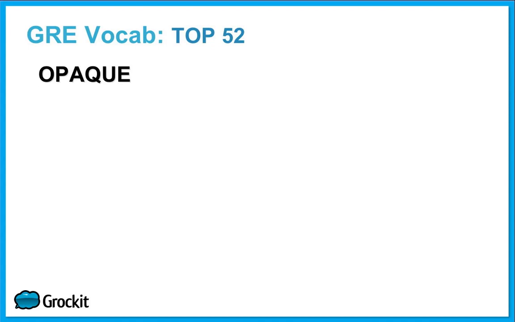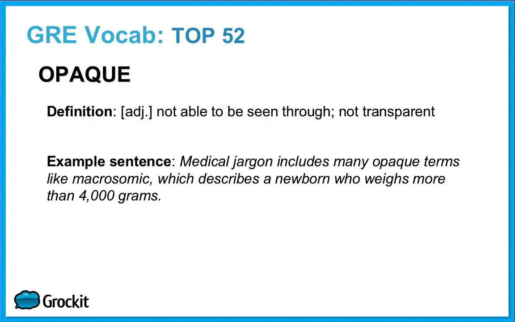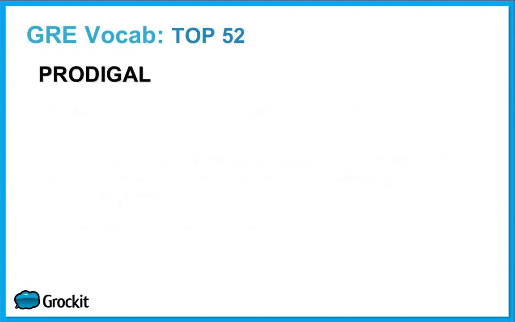Our seventh word is opaque. Opaque is an adjective. It means not able to be seen through or not transparent. Medical jargon includes many opaque terms like macrosomic, which describes a newborn who weighs more than 4,000 grams. Non-transparent, obscure, and unclear are all synonyms.